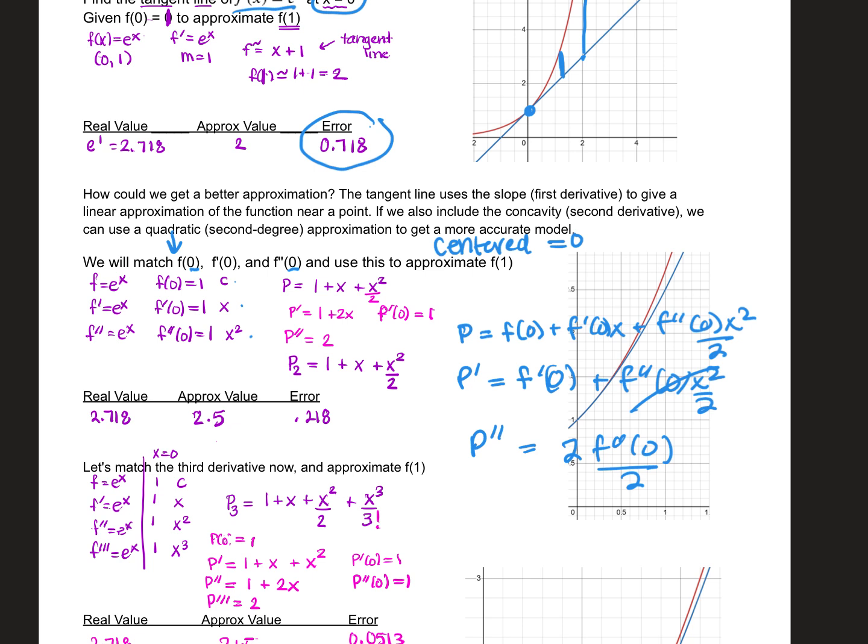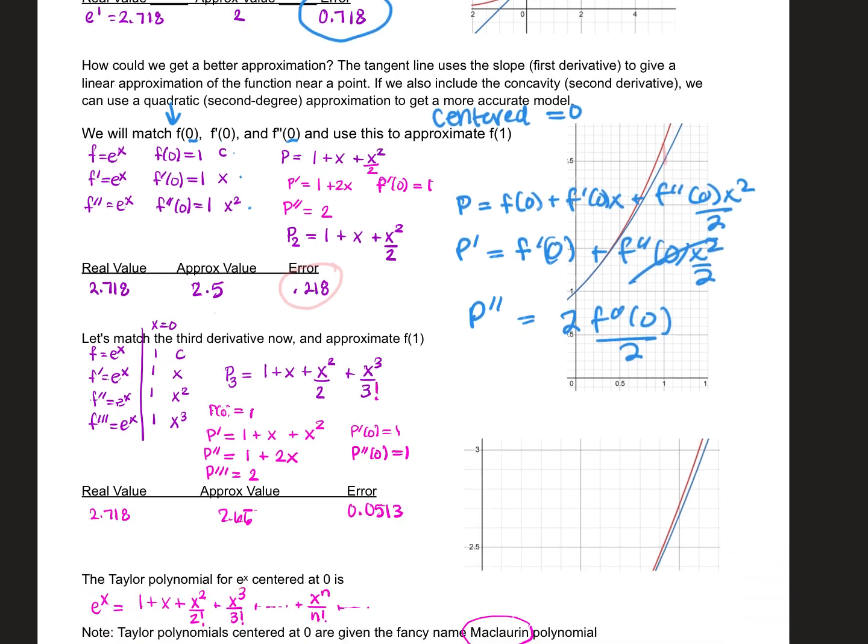Looking at this, you can see that our approximation did get a lot better just with adding the second derivative. Here's our function right here. Looking at that, you see how small the error is. If we're approximating at 1, it's only this tiny little bit right there. You can see that our error went down to 0.218. So definitely smaller, and that was only matching the second derivative.